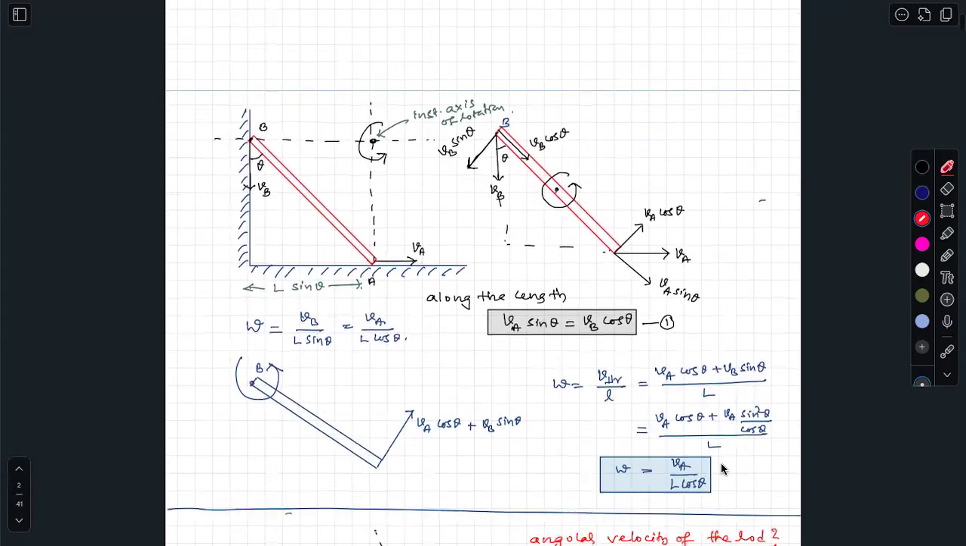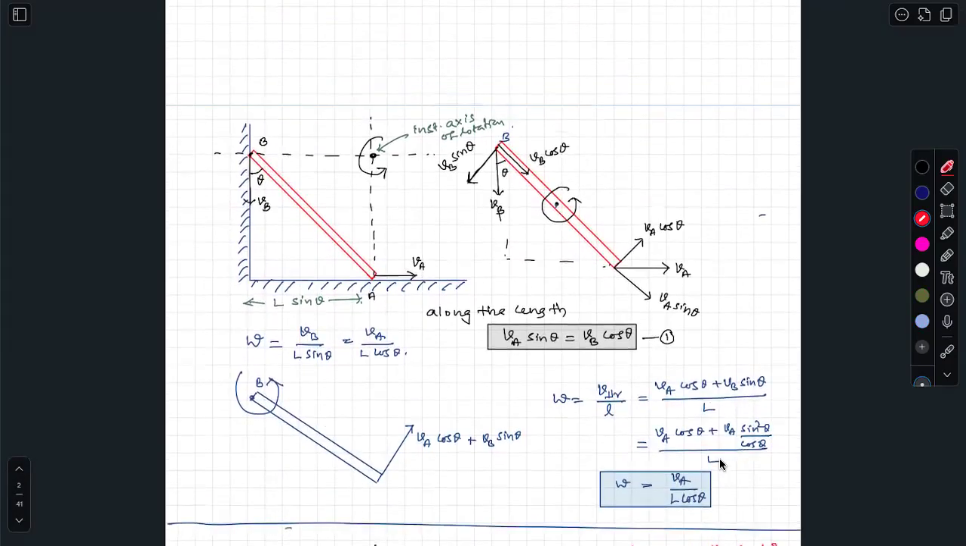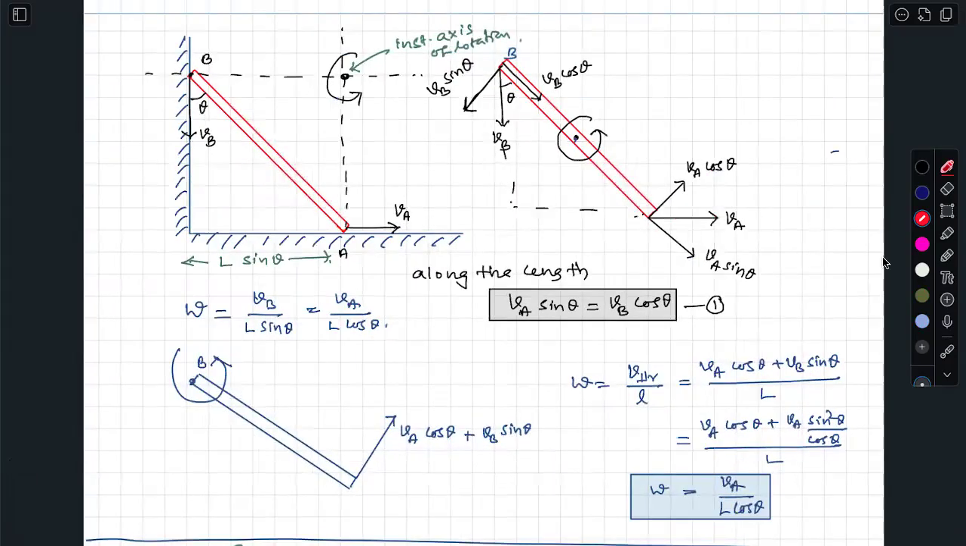Now you see a simple case here. Imagine that you have a situation like this. This is some rod, and this rod is in a slanting position with one end touching the floor and the other end touching the wall. The end A is touching the floor, the end B is touching the wall. The end A has velocity VA and the end B has velocity VB.